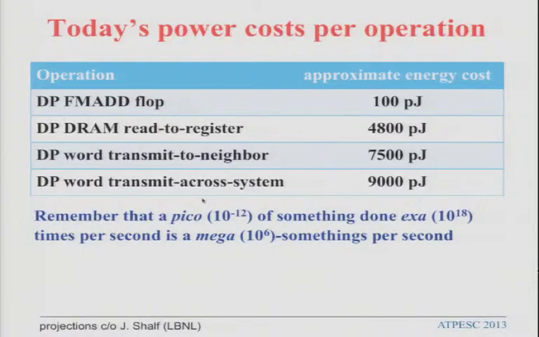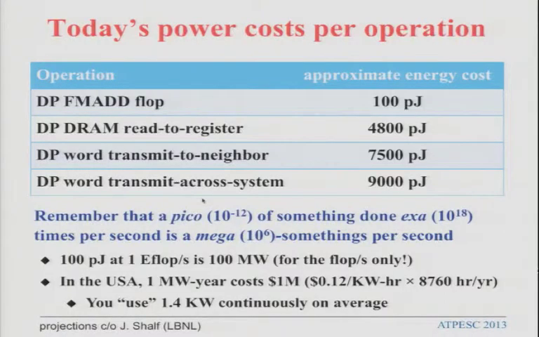And to echo something that Peter has made famous, a pico of anything done at an exa rate is a mega, right? So if 100 picojoules for a flop today is done at an exa, that's 100 megawatts, and we've already been reminded a megawatt year is $1 million. And by the way, you use 1.4 kilowatts continuously, so this would be a 70,000 person displacement if we built a 100 megawatt computer. So that's a lot of people that we have to do better than.